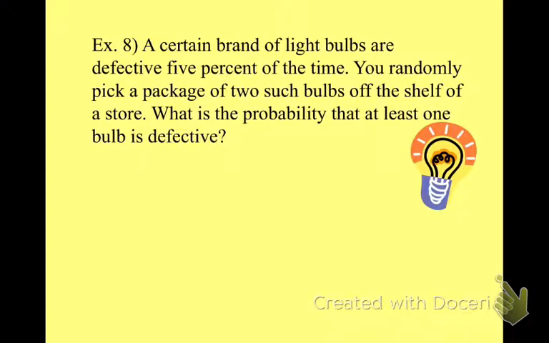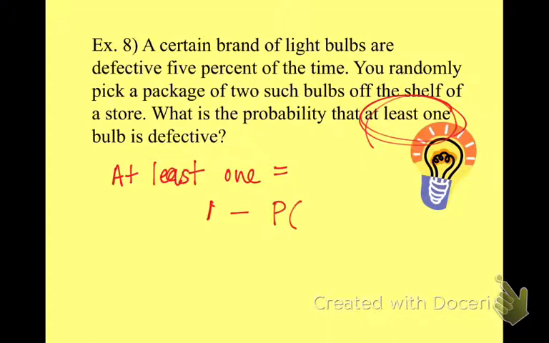This next example: light bulbs are defective 5% of the time. You randomly pick a package of 2. What is the probability at least 1 is defective? At least 1. So you have exactly 1 where you're adding all the possible scenarios. At least, anytime you see at least 1, the formula for that, and you do have to memorize, is 1 minus the probability of none.